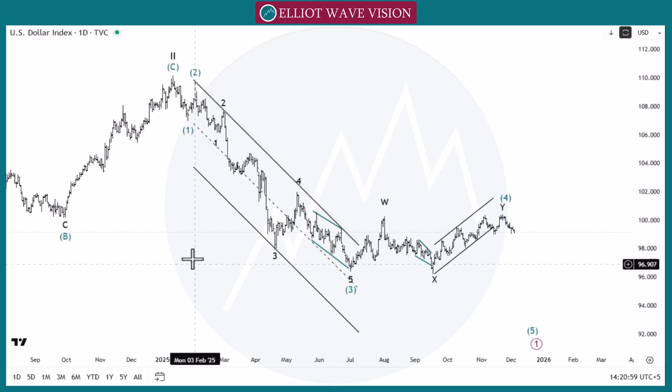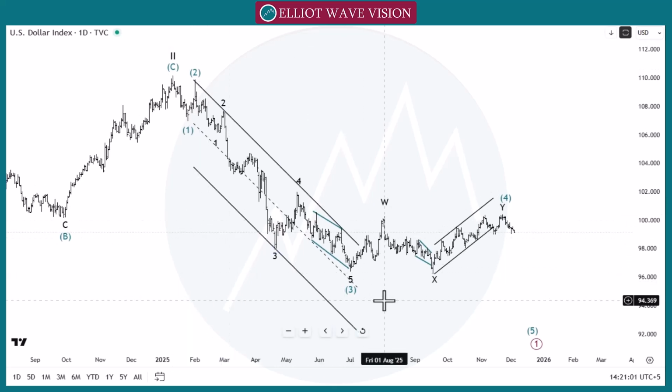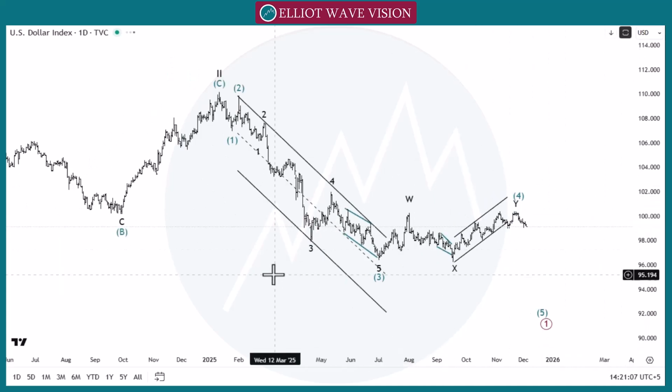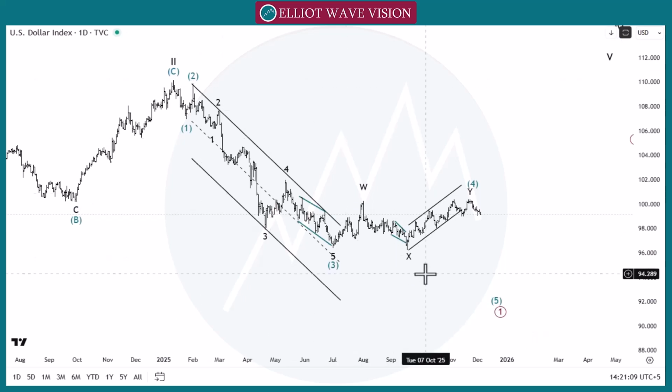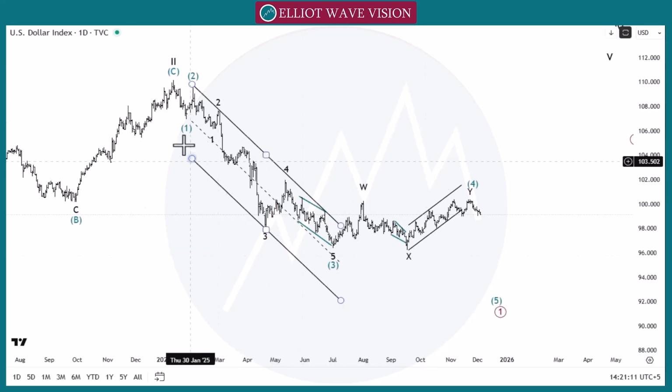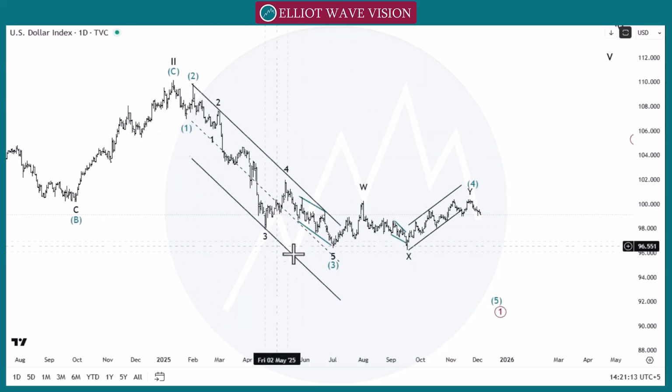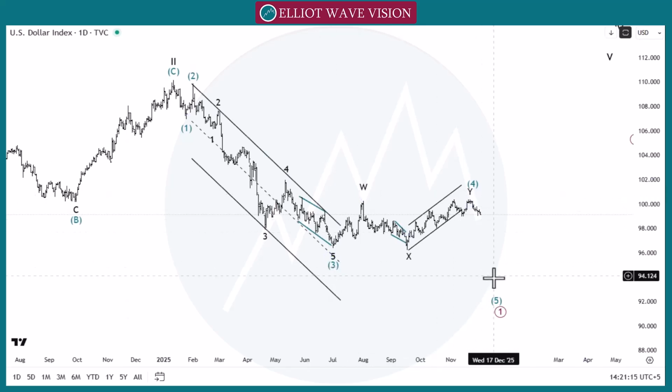So today we will cover Forex pairs. Let's start with the DXY. DXY is going as this black wave 3. So we count this move like wave 1, 2, 3, 4 and 5. Now this market and this green wave 5 may have started. So we are looking for the bearish side.